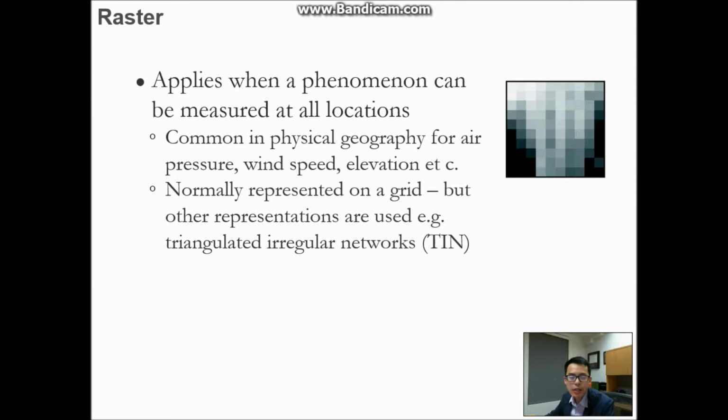Raster layer applies to a phenomenon that can be measured at all locations of the Earth. For example, there are certain physical geography features that are everywhere on the Earth's surface, such as air pressure, wind speed, and elevation. So they are everywhere. And the raster layers are normally represented on a grid, but some other representations are also accepted, such as triangulated irregular networks, or TIN in geography terms.